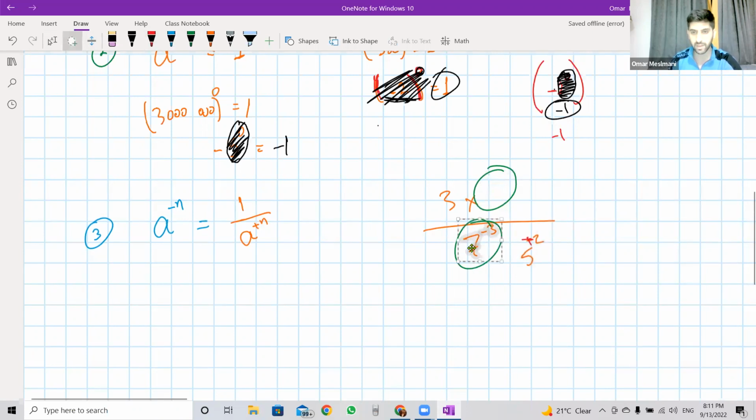I will take this one from down to up. Once you change it from down to up, put it positive. The concept is, if it was numerator, put it in the denominator and make it positive. If it was denominator, put it in the numerator and make it positive. Just switch the position and you will get the positive. That's the third rule. Clear?